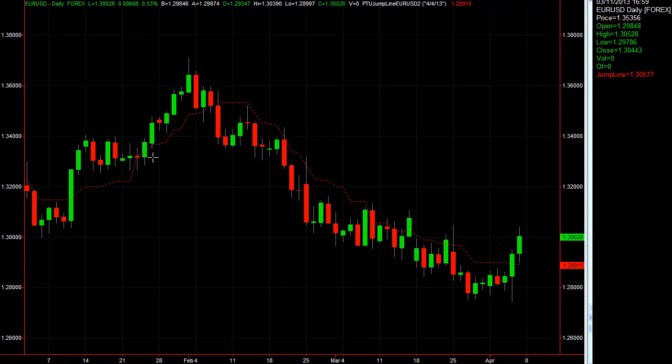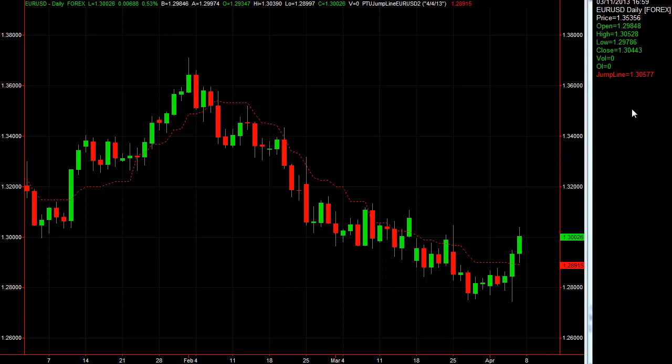The first indicator I want to show you is the jump line. This is the main indicator. If a setup occurs above the jump line, it's going to be a long trade. If it sets up below the jump line, it's always a short trade. When you see the examples, you'll understand what I mean.